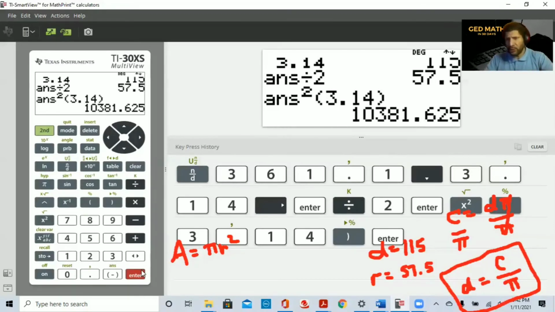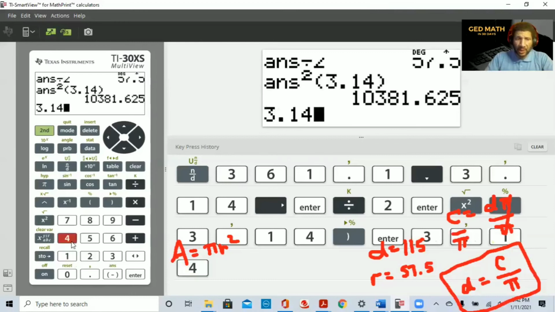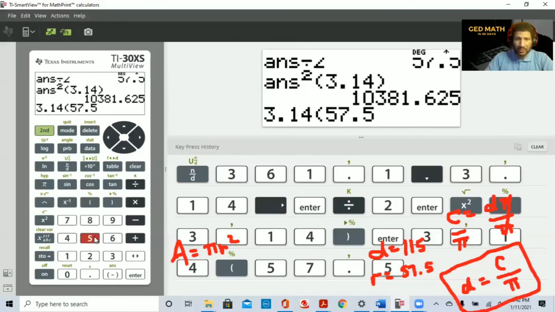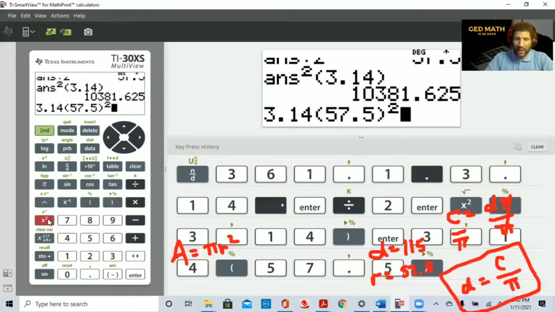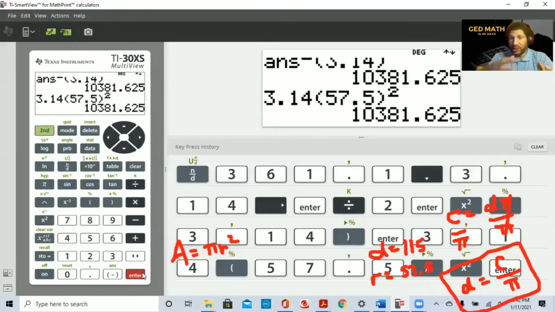Now, if you're not familiar with using the previous answer, you could have typed it in. So you could have said pi, and we want to use parentheses to multiply 57.5, and we can square that. And we could hit enter, and we'll get the same exact answer. So it's up to you which is easiest for you.